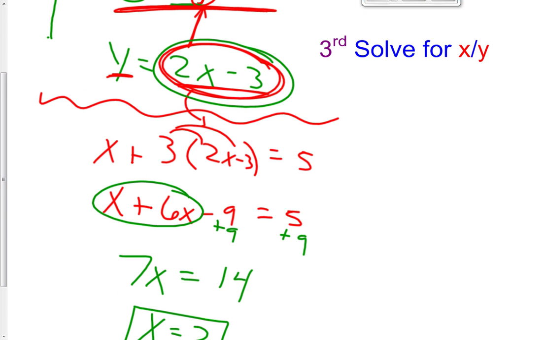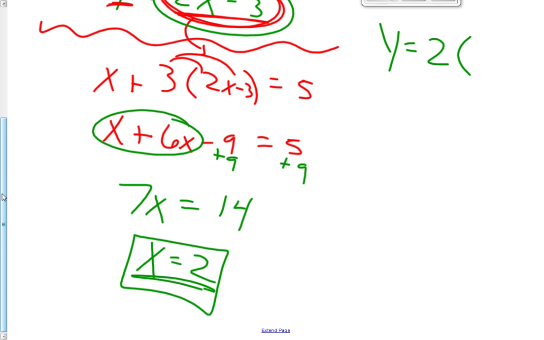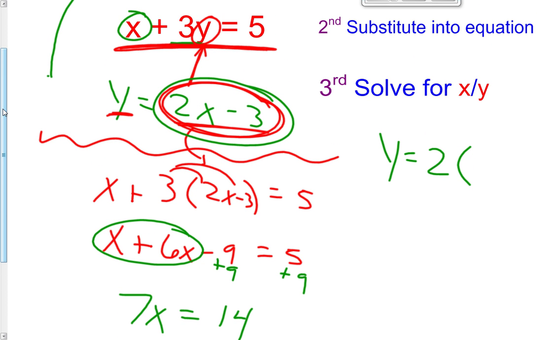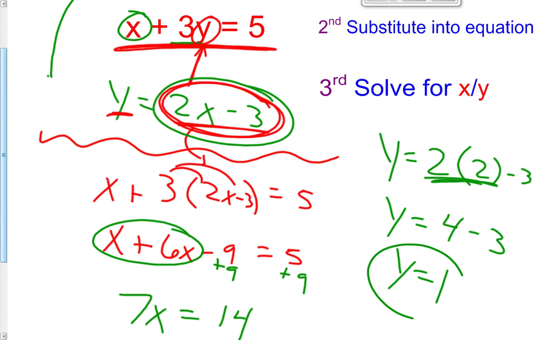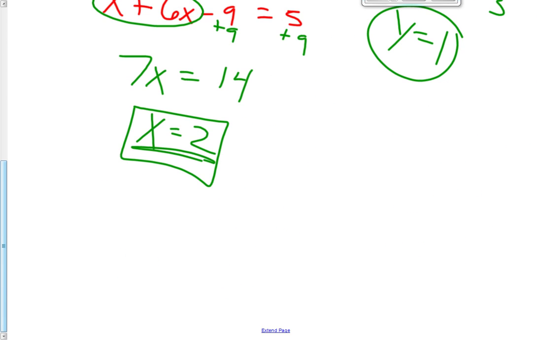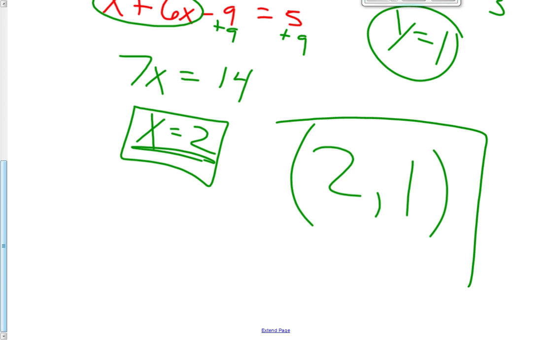Y equals 2x minus 3, so y equals 2 times x, and x we found to be 2, so it's 2 times 2 minus 3. So y equals 4 minus 3, because 2 times 2 is 4, y equals 1. So our answer is the ordered pair 2, 1. And we write that down. The x-coordinate is 2, the y-coordinate is 1.